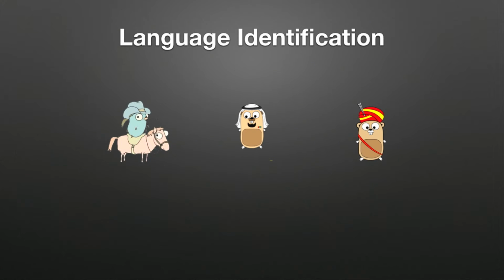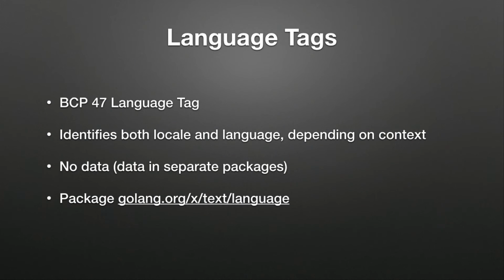So next topic, language identification. As I mentioned before, you need to be able to specify to the package what language you actually want the operations to apply for. This is a harder problem than you might think. In Go, we use language tags. Go uses the BCP 47 standard, which is a relatively new standard. Java is now adopting it too. I think Java and Go were the first.